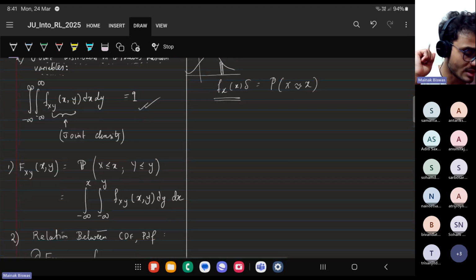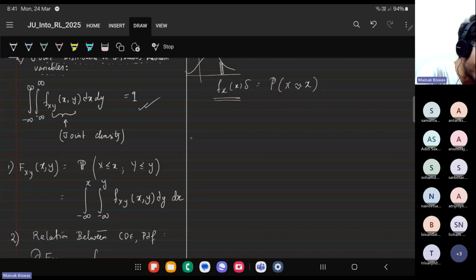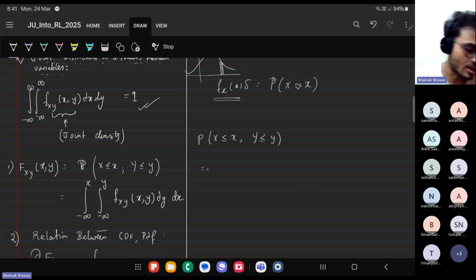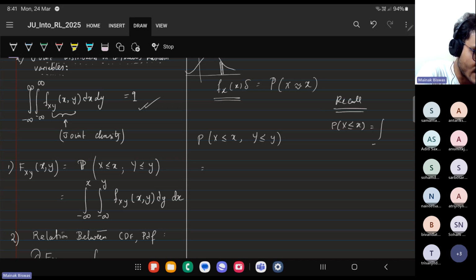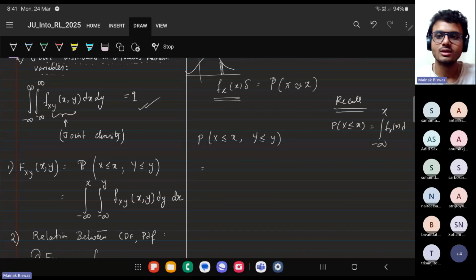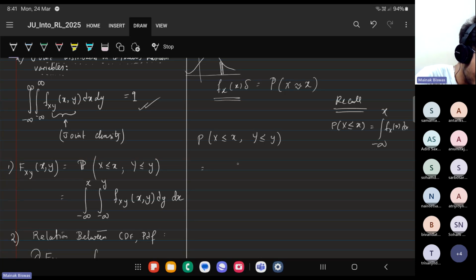Now, if I ask you similarly for a joint distribution, what would be the probability that x less than small x and y less than small y? Can you tell me? I did it the same way. Recall that for one variable, probability x less than x was defined as the integral from minus infinity to x of f_X of x. Now I ask you, if it is two random variables, what should it be? I am given the joint PDF. What should be your intuition? What should be the integral?